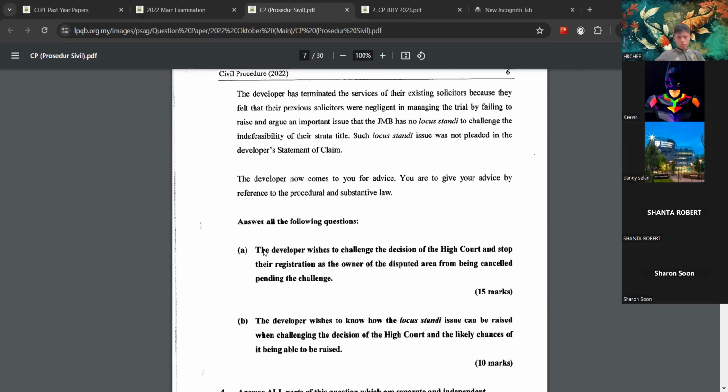Okay, so we come to part A. The developer wishes to challenge the decision of the High Court, and stop their registration as the owner from being cancelled. Okay, how are we going about this question?